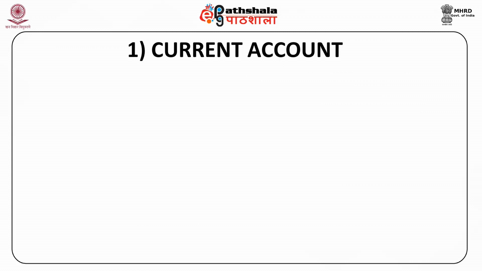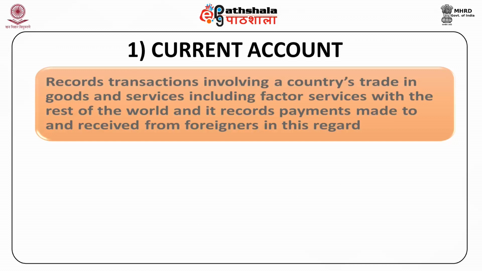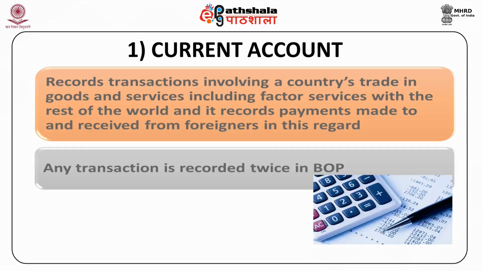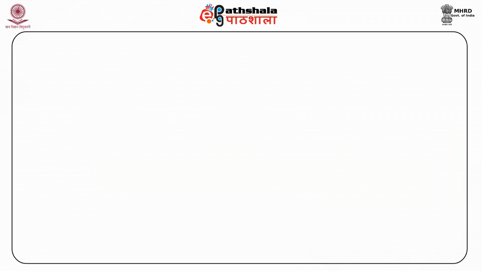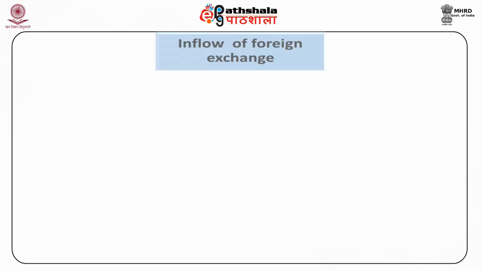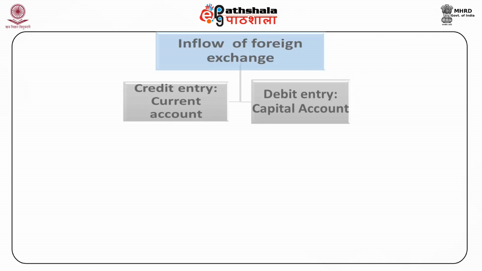The current account records transactions involving a country's trade in goods and services, including factor services with the rest of the world, and it records payments made to and received from foreigners in this regard. Any transaction is recorded twice in the balance of payment account. In general, transactions involving the inflow of foreign exchange are recorded as a credit entry in the current account, with the corresponding debit entry appearing in the capital account.